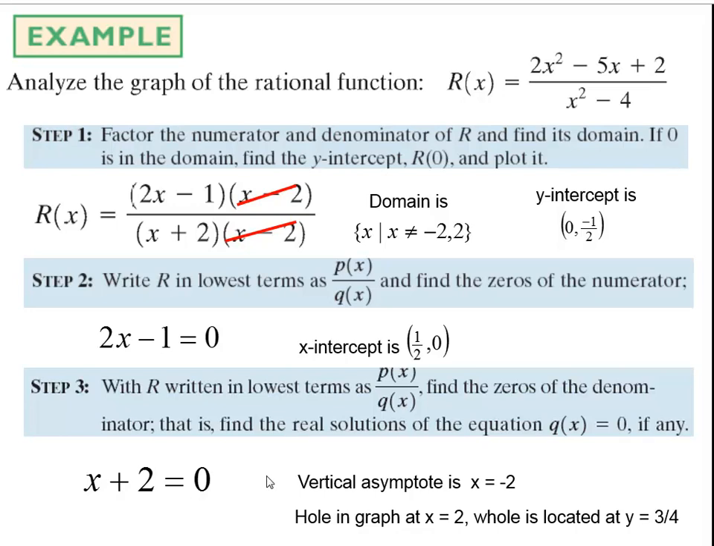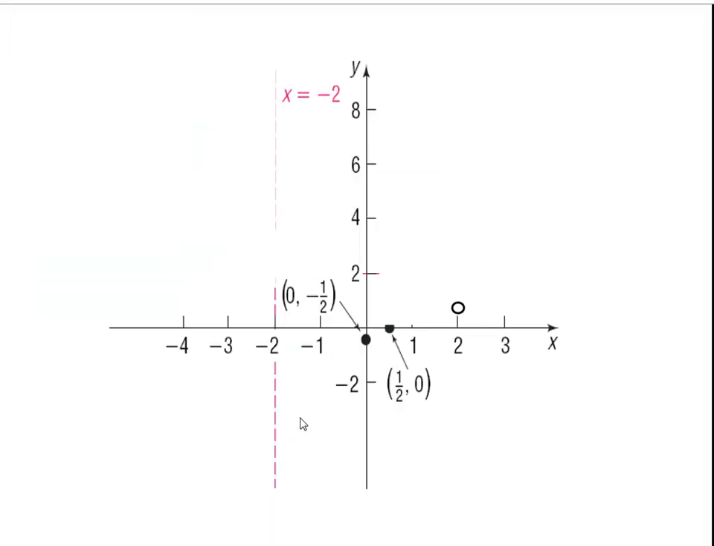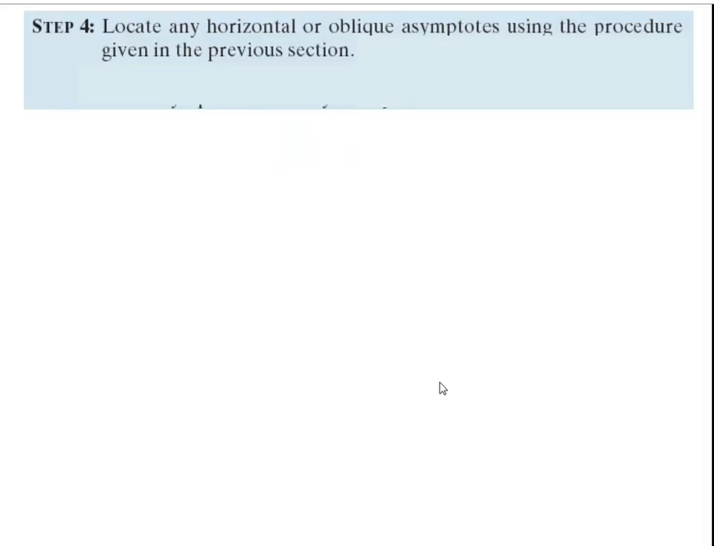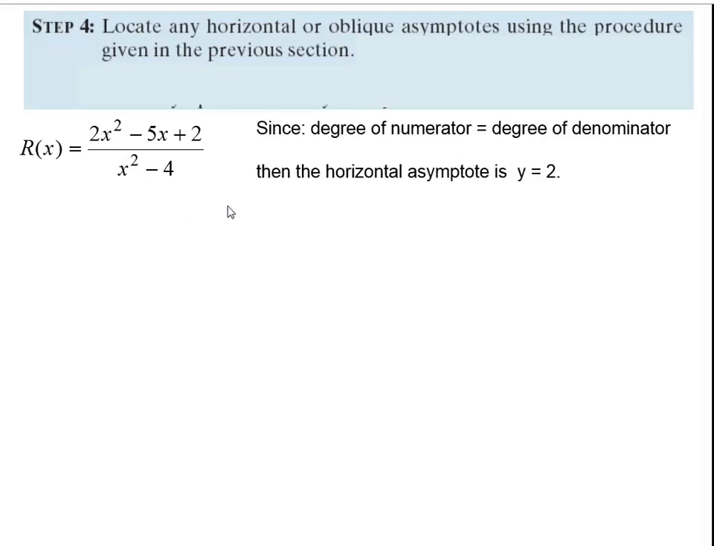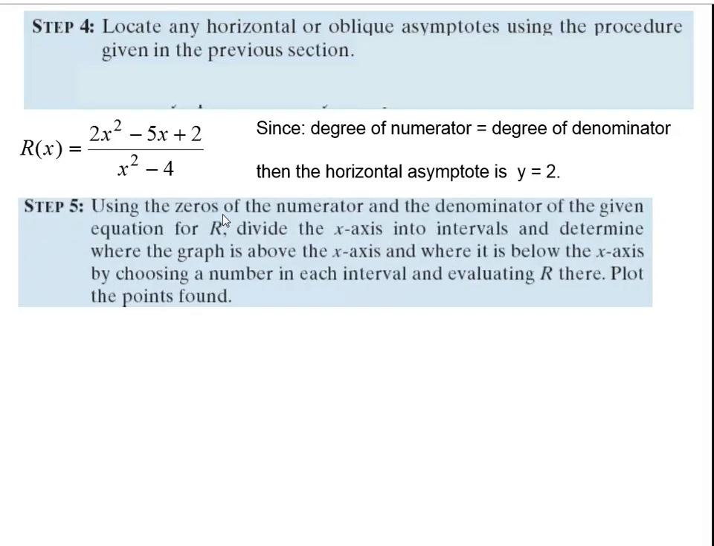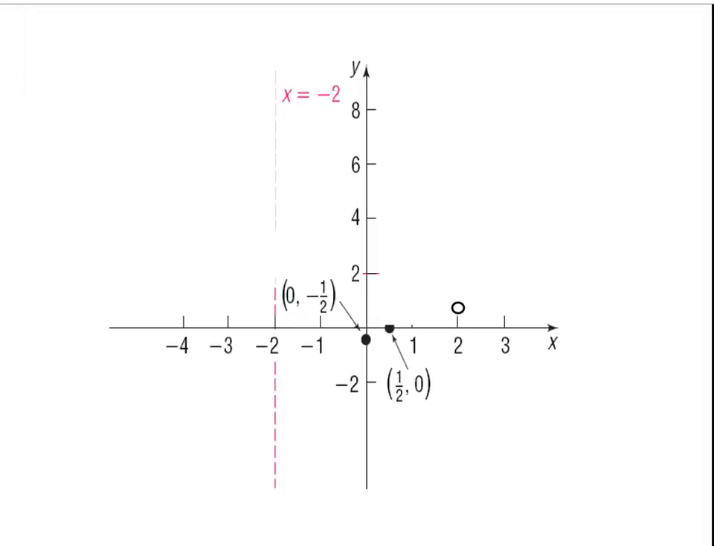So if we plot all of this stuff on a graph, here's what we see. We see the hole at (2, 3/4). That's where it wants to live. Here's our x-intercept, our y-intercept, and then here's our vertical asymptote. So far our analysis has produced this for this graph. So then let's go on to step 4, which is find the horizontal asymptote. In this case, we have the numerator and denominator having the same degree, so we'll take the ratio of the coefficients. So y equals 2 over 1 is the horizontal asymptote in this case. And then step 5, again, is that new part. That's where we're going to plot a bunch of points around the graph.